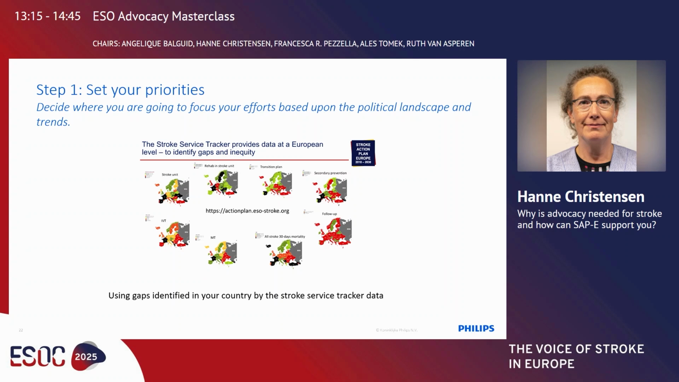So it's really important to look at where my country is and what I should focus on. So this slide shows that, for example, maybe there are limited stroke units. Maybe there needs to be more focus on secondary prevention. There are many things you could focus on within stroke care, of course, within your country. But it's really important as a first step to set your priorities. So what is it in your country that you're going to focus on, that you would like to change with your advocacy strategy?